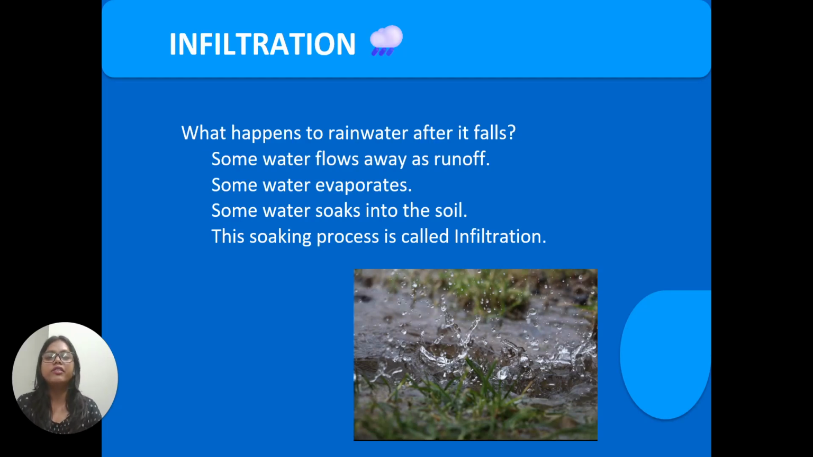Hello everyone. Today we are going to learn about an important process that happens after it rains, and that process is called infiltration. Have you ever noticed that after rainfall, some water flows away on the road, but some water disappears into the soil? That water which soaks into the ground does not just vanish, it actually enters the soil. This soaking of rainwater into the soil is what we call infiltration.